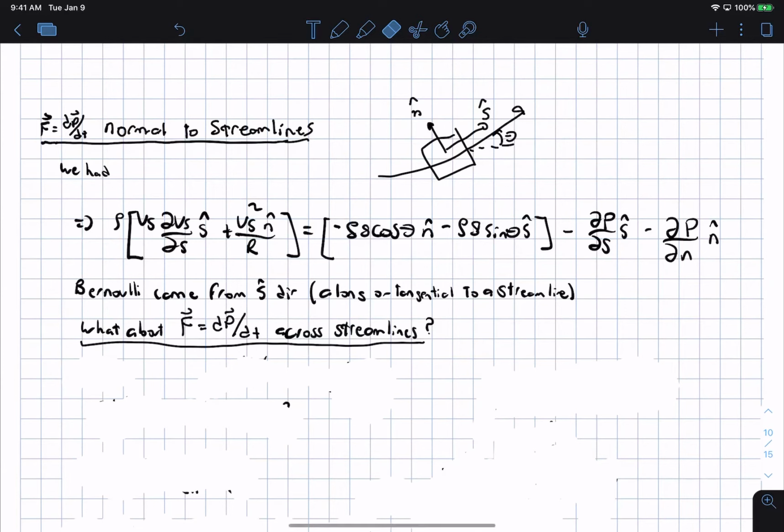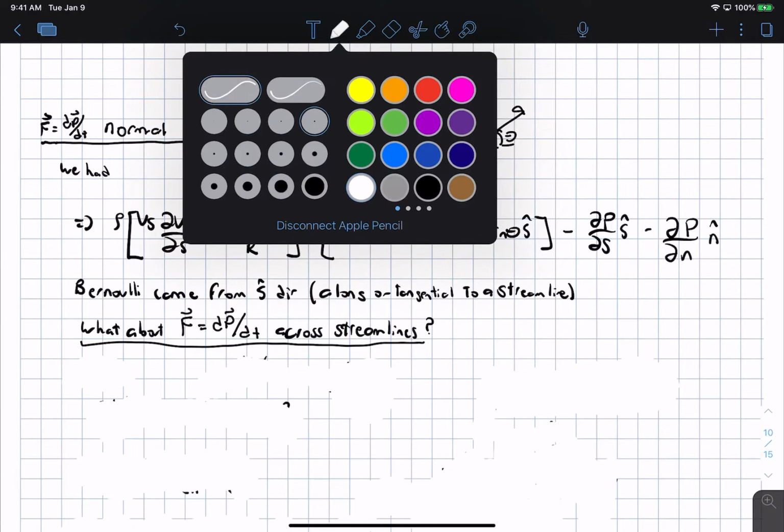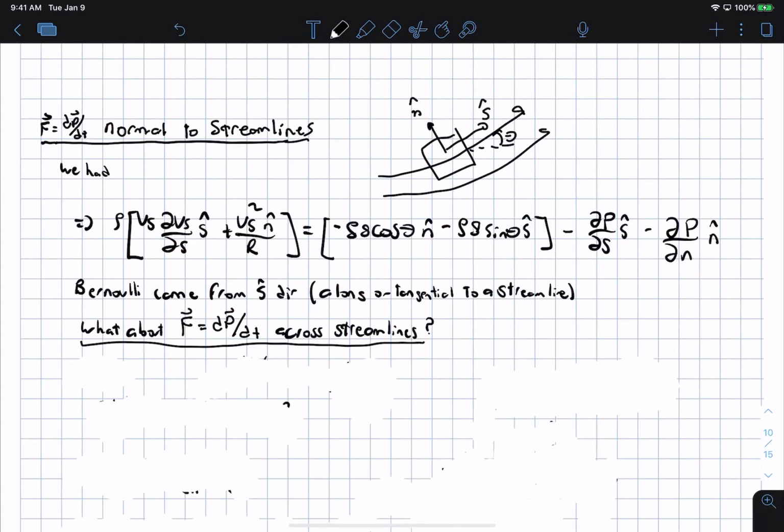Now, one limitation of the Bernoulli equation is that you cannot use it to jump across different streamlines. So if we had two streamlines here, you cannot use the Bernoulli equation to link a point here to a point here on different streamlines. The Bernoulli equation can only be used to link two different points that are on the same streamline. Okay, but how do we jump across streamlines?